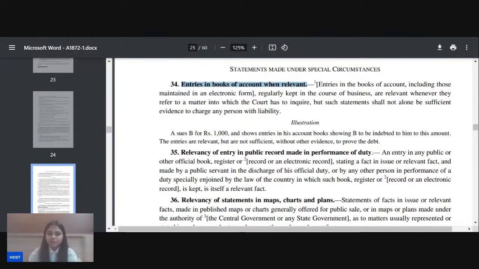So what happens here is that when you read section 34, which is talking about the statements which is made under special circumstances, relevancy of certain evidence which is for proving, right, in subsequent proceeding. You have to show that the entries in the book of accounts regularly kept in the course of business, or the entries in public documents or in document of public character. So both classes of statement are admissible or relevant.